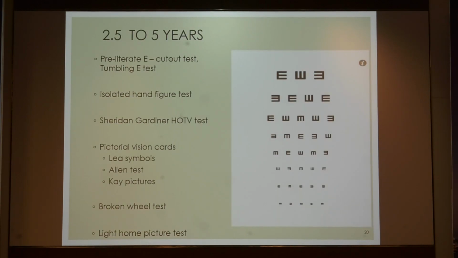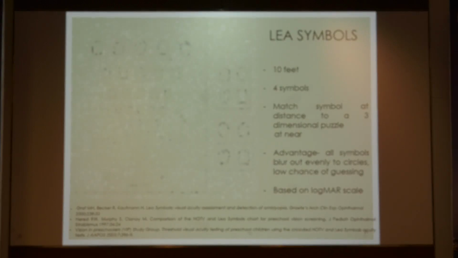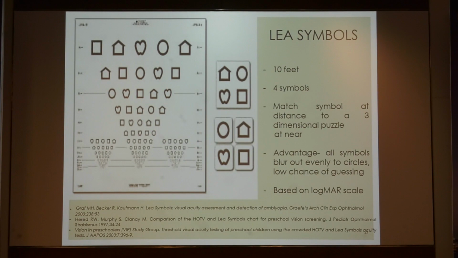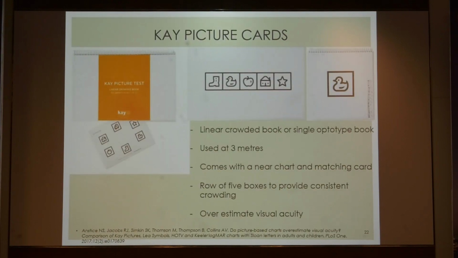A little older children can cooperate with the pre-illiterate E-cutout test, isolated hand figure test, pictorial vision charts, HOTV test, broken wheel test. Coming to Lea symbols, this is a very reliable test based on the logMAR chart. The advantage here is all charts blur out evenly to circles and there is very low chance of guessing. Now the child has to match symbols shown at a distance to a three-dimensional puzzle at near.